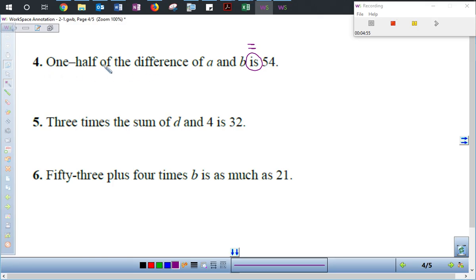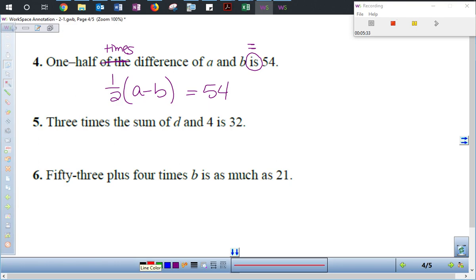So on the first part, it says 1/2 of the difference. Now that's the same thing as saying 1/2 times the difference, which, like I said up above, is kind of like the same thing as times the quantity of. So we're going to start with 1/2 and of the difference, so times the difference is like parentheses, and I want the difference between A and B. So A minus B is 54.